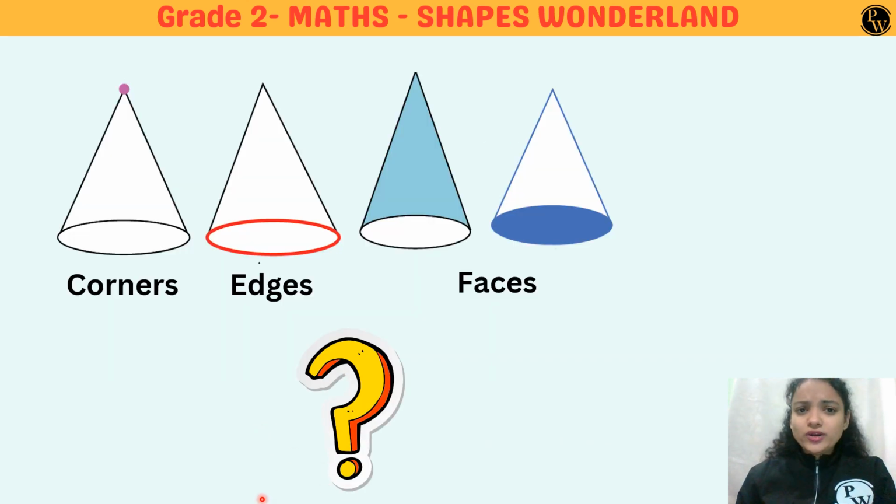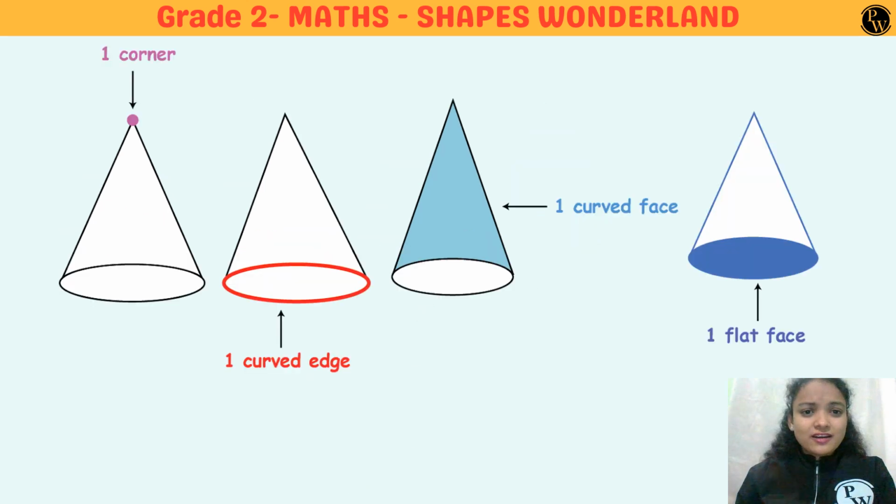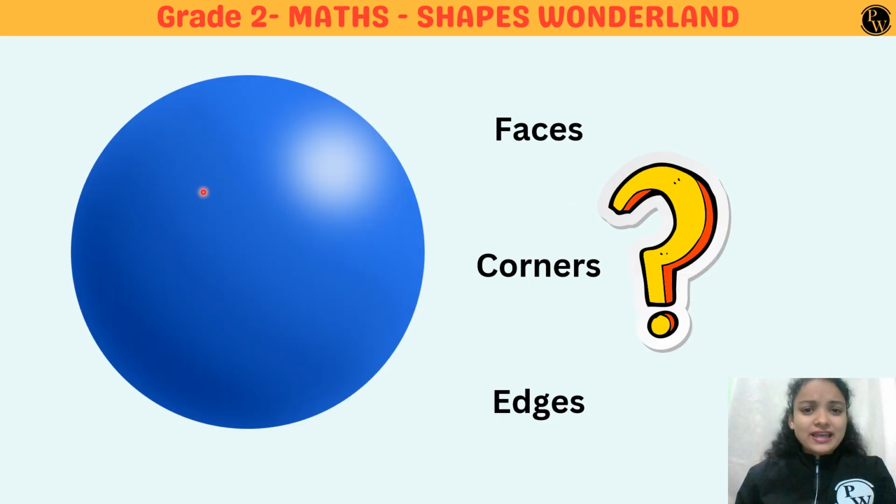Now, how about a cone? How many corners, edges and faces are there? Let's see. So, cone has a corner, this one. One edge, this one. This is a curved edge, right? And what about the faces? It has two faces. One is this and another one is a flat face, which is this. So, this is a curved face, this is a flat face. So, two faces are there in a cone. One is curved, another one is flat. Right?